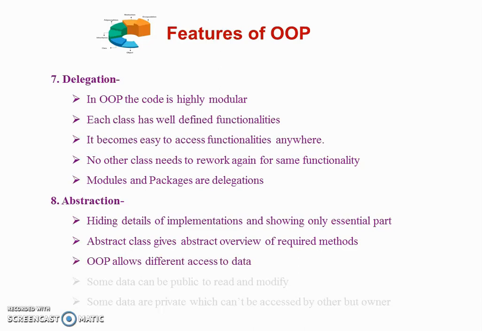OOP allows different access to the data. Some data can be public to read and modify, and some data are private which cannot be accessed by the outside world or other owners. It can be accessed only by the members within the same class.